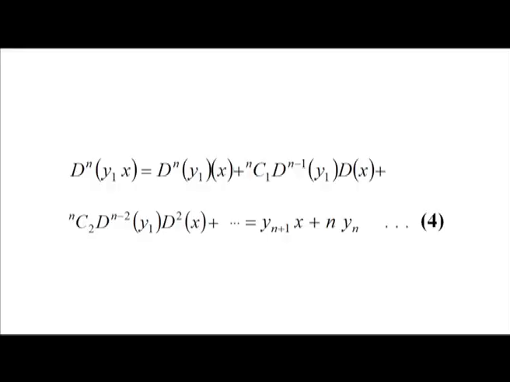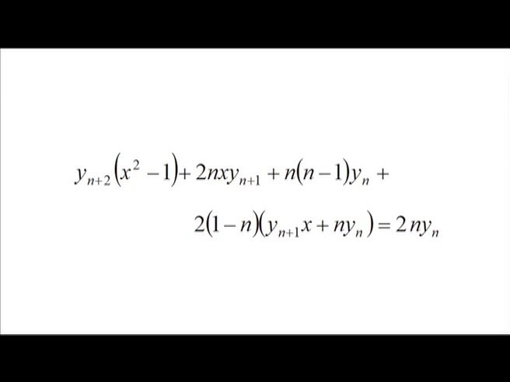Again, by Leibniz theorem, taking x as the second factor and noting that its derivatives of second and higher order are 0, we obtain d^n of y1x equal to d^n of y1 into x plus nC1 d^(n-1) of y1 into dx plus nC2 d^(n-2) of y1 into d²x plus etc., which is equal to y(n+1) into x plus n into yn.